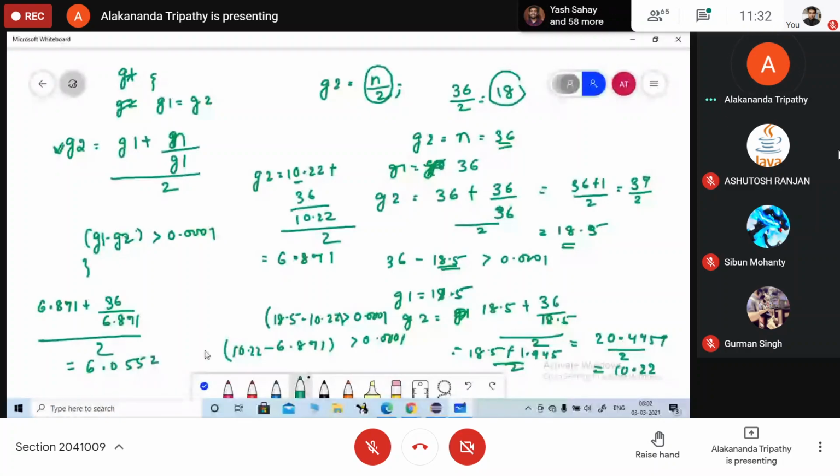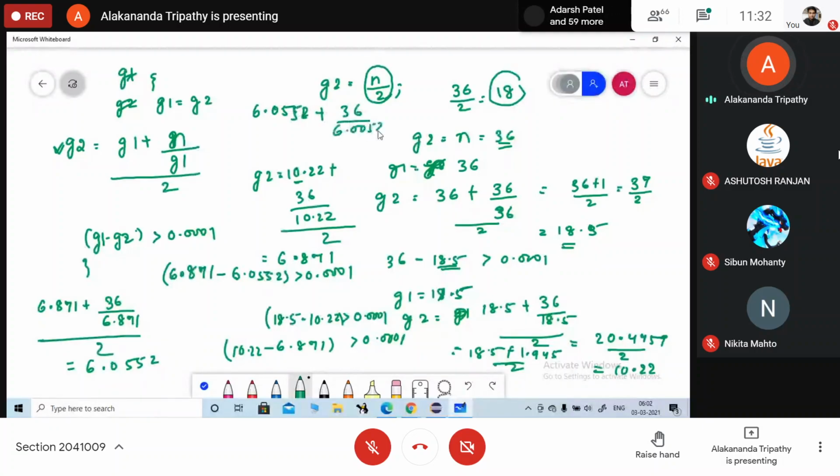Correct answer? Now 6.871 minus 6.05. Now it is greater than 0.001. से ज़्यादा है ना? Yes ma'am. Okay, again you need to go for another step to get more accurate result. Okay, plus 36 divided by 6.0552 whole divided by 2.